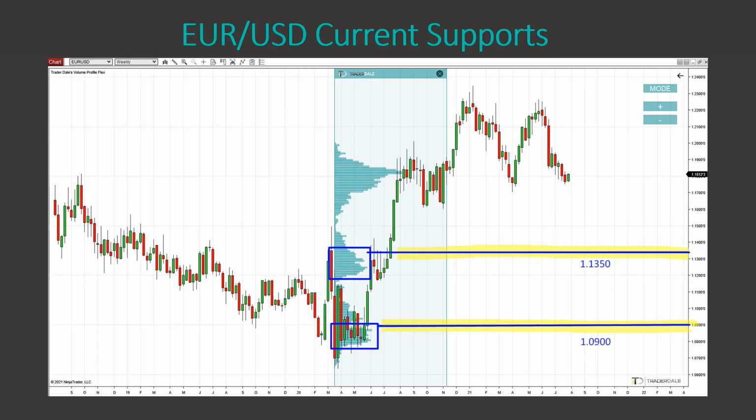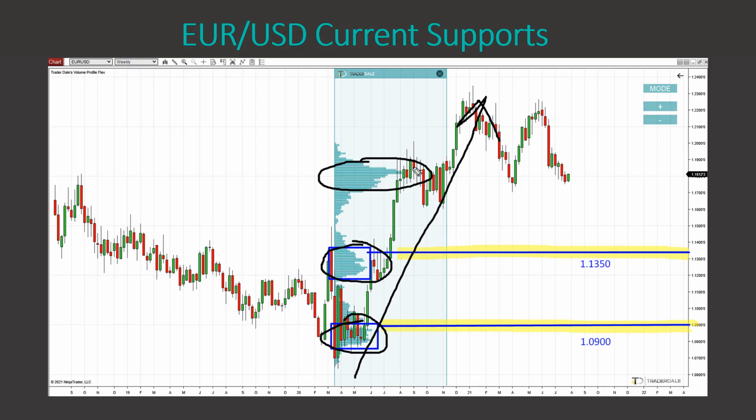Now, the next instrument which I want to cover is the euro dollar, another popular one. And what you want to notice first, again, is an uptrend. This trend. There were 3 significant volume areas. This one, and this one.